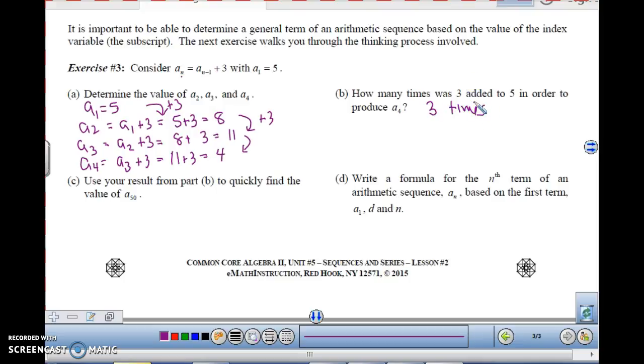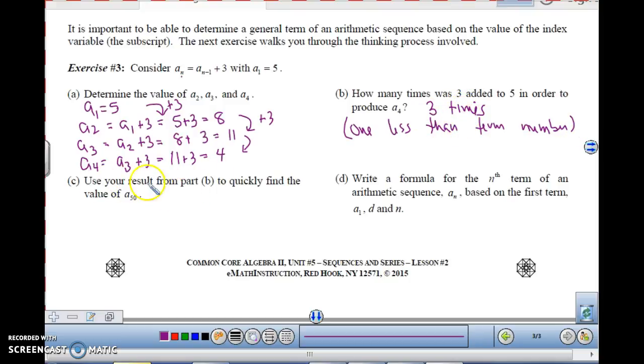Okay, so that means because we're starting on the first term, to get to the fourth term, we had to add 3 one less time than the term number. If we want to go to the fourth term, we need to add 3 three times.